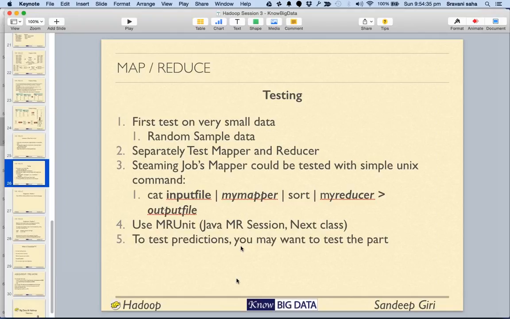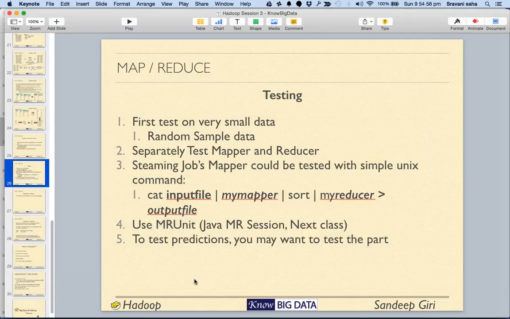Now, testing a streaming job is far simpler, but in case of Java, it provides something called MRUnit, which lets you test mapper and reducer independently on the local machine. So MRUnit basically provides a Hadoop emulator locally, which runs your mapper and reducer on top of data and gives you the results locally just for testing purposes.